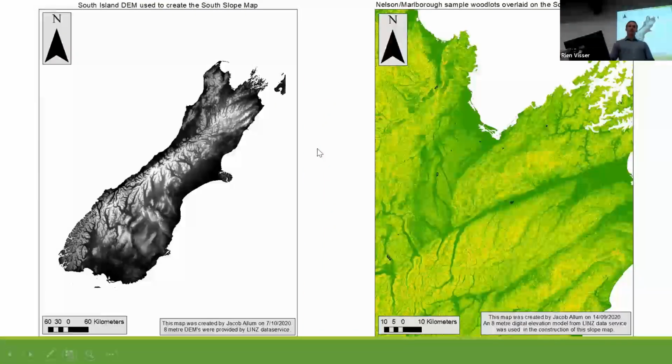This slide just briefly shows how the average slope value for each woodlot was calculated. The image on the left of the screen shows an 8-meter DEM for the South Island. This DEM, along with the North Island one, were used to construct slope maps for both the North and South Island. The regional samples were then overlaid on their respective slope map, and the zonal statistics as table function was used to calculate the average slope within each of the woodlot boundaries. This example shows the South Island slope map with the Nelson Marlborough sample overlaid on it, and as you can see, these woodlots are outlined in black.